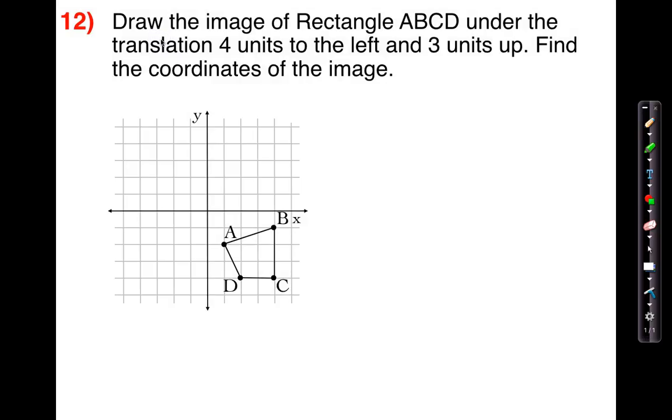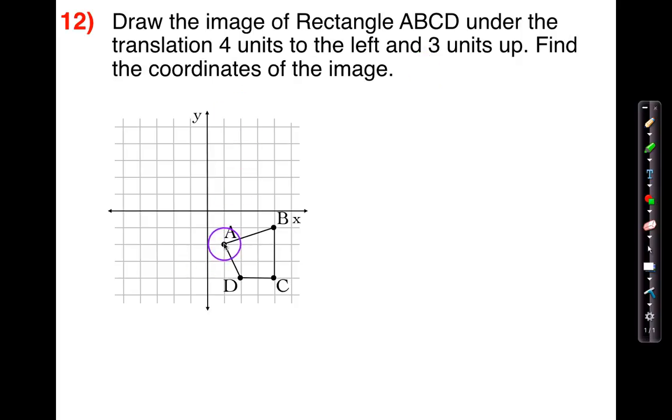Okay, so now let's go ahead and go over number 12. Number 12 says to draw the image of rectangle ABCD under the translation 4 units to the left and 3 units up. Find the coordinates of the image. So first what we're going to do is go ahead and perform the translation, and then once we've done that, we're going to go ahead and identify the new ordered pairs.